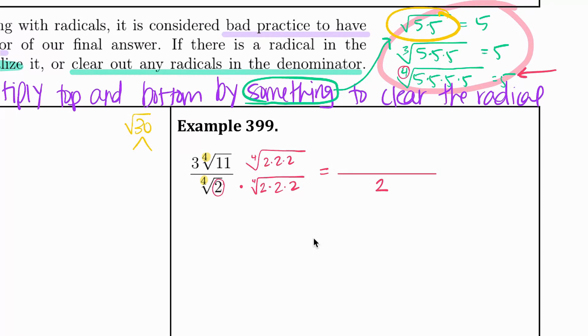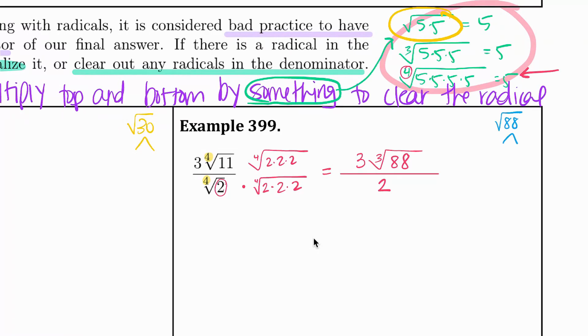And on top, we still have a coefficient of 3. And 11 times 2 times 2 times 2, or 11 times 8, is 88. We always want to check and see if it can be simplified. If we do the factor tree of 88, looking at, whoops, I need a fourth root right there, not a cube root. We're not going to have any groups of 4 that we can bring out, so this can't be simplified any further.